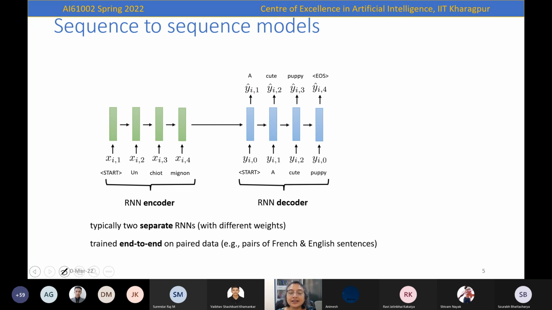So this is in general a sequence to sequence model where you have an encoder. The encoder can be an RNN or an LSTM, CNN, etc. And you have an RNN or LSTM based decoder. Okay.